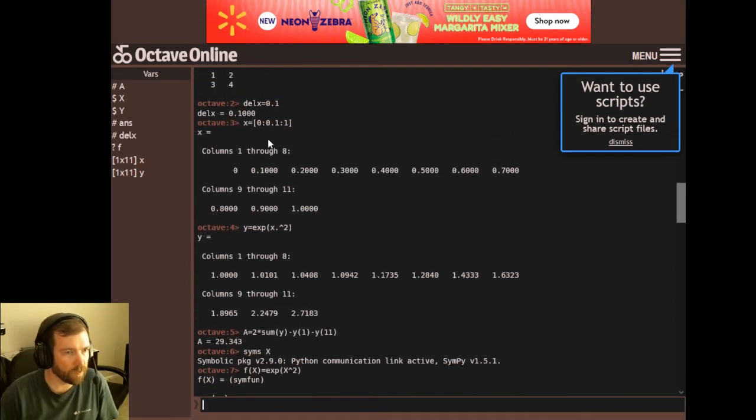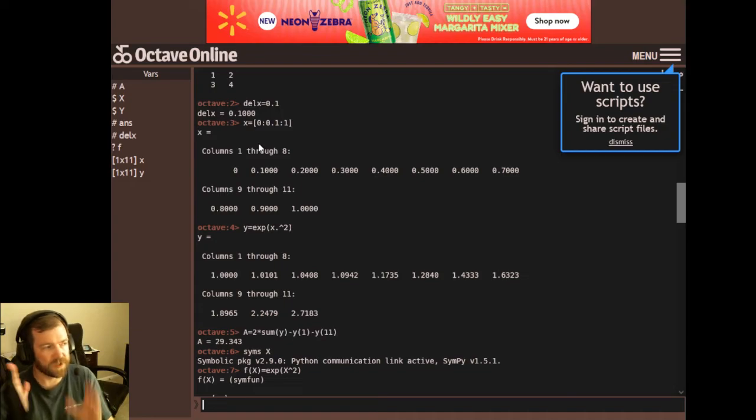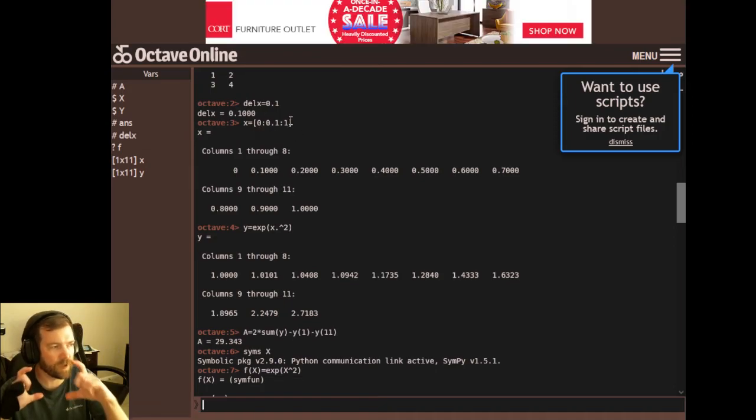Okay, so when I wanted a vector that was all numbers from 0 to 1 spaced out by 0.1, that was going to be 0, colon, 0.1, colon, 1 inside of square brackets. And I could have muted this as well.